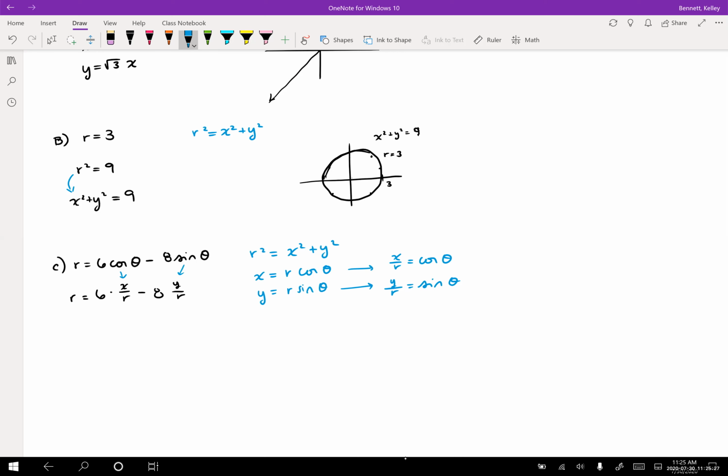And then I want the r's to go away. So I'm going to multiply each side by r. So I get r squared equals 6x minus 8y. And then look at that, r squared. So I can write that as x squared plus y squared equals 6x minus 8y. And then that's it, we're done. And that's the end of the lecture.